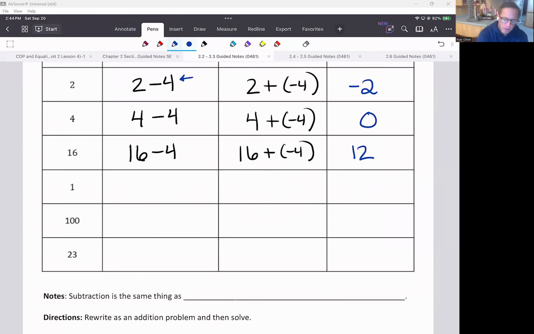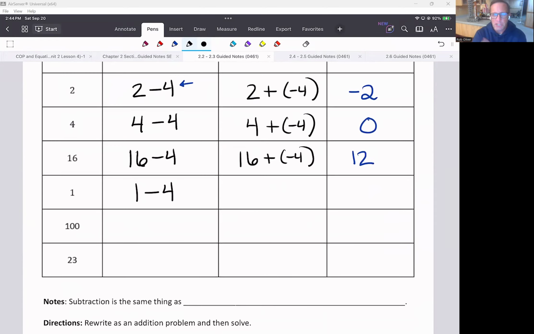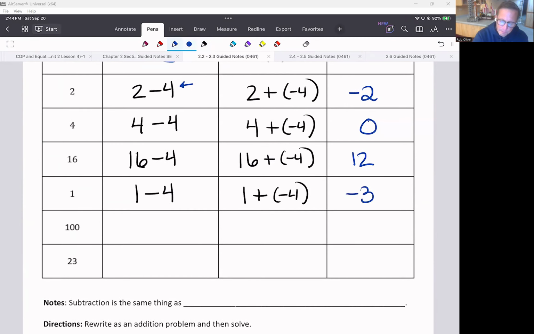Okay. Next one here, we're going to do 1 minus 4. I think it's on these kind of problems where changing it to addition makes the most sense. So you got 1 minus 4. Rewrite that as 1 plus negative 4. See, it makes it very clear when you rewrite it this way. 1 plus negative 4 makes it clear that you have a negative number with a higher absolute value. Therefore, it's going to come out negative. And it's going to be negative 3.